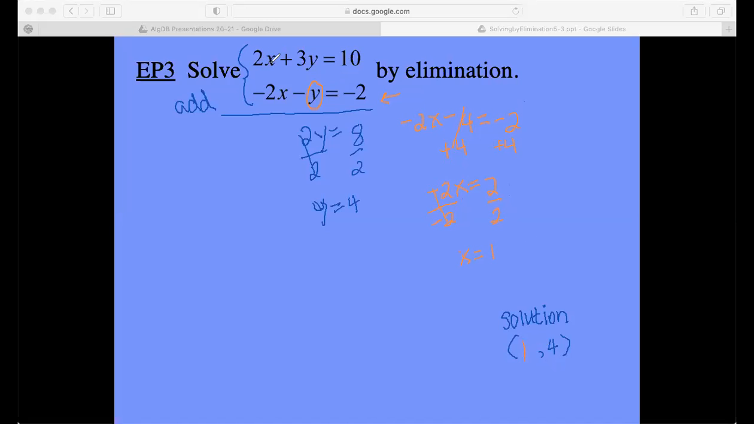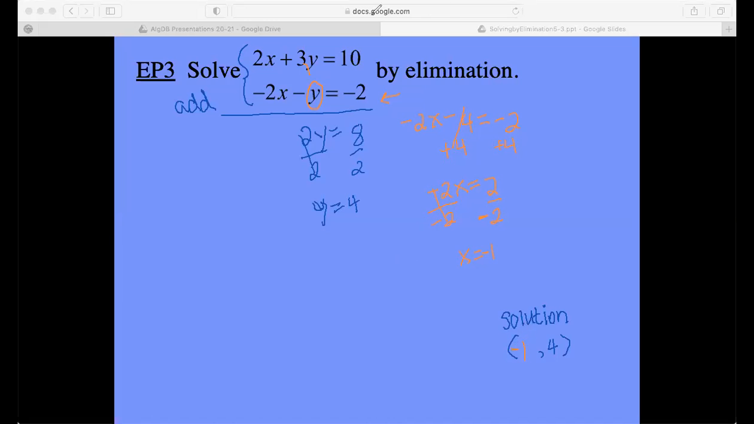So I have 2 times 1 is 2. 3 times 4 is 12. Oopsie, did I miss a sign? 2 times 1 is 2, plus 3 times 4 is 12. It's giving me a 12, not 10. So it looks like a mistake. What did I miss here? Oh, right here. Whoops, let's go back. Good thing I checked. This is a negative 2, which means this is negative 1.